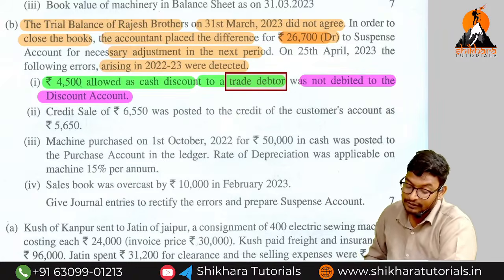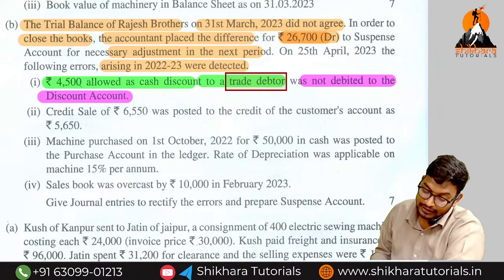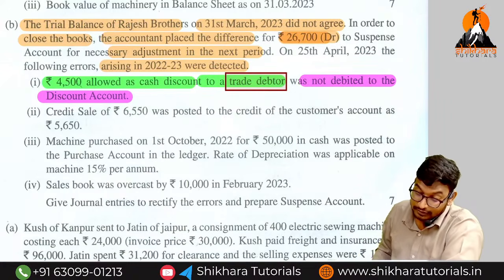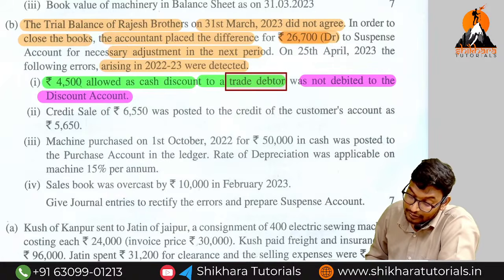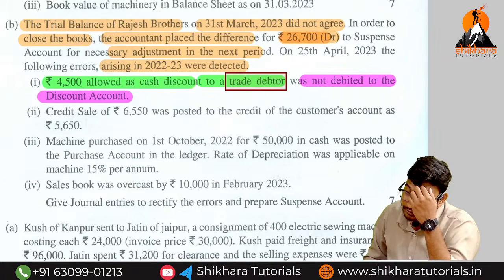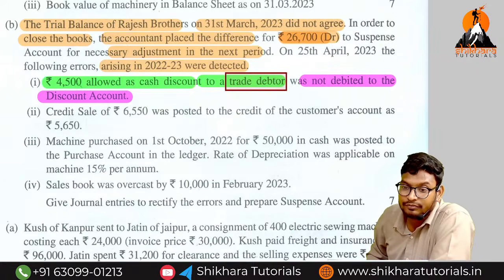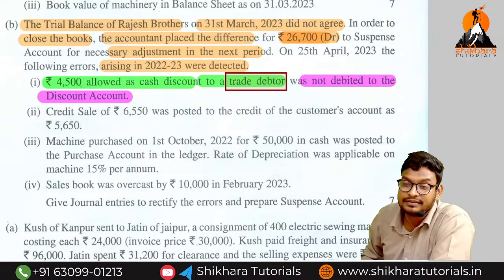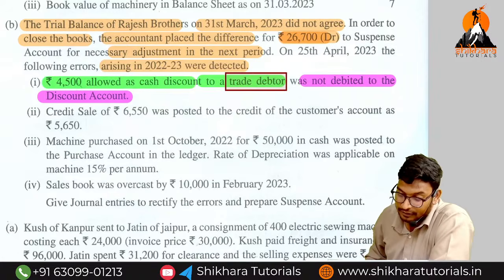You know already. So what is the entry? Discount allowed account debited to debtor account. But debited or not debited? Not debited to the discount account. So if the discount account is not debited, which one will come into the picture? The suspense account will come into the picture. Are you getting the point?